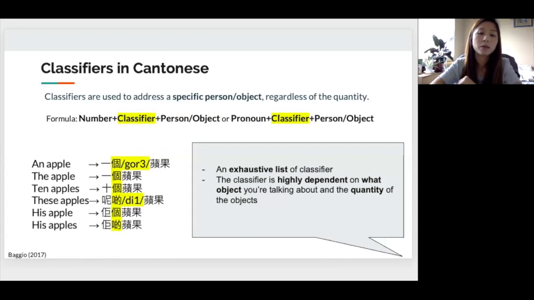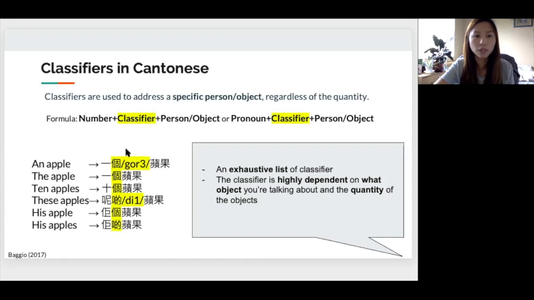Now I'm going to talk about classifiers. From my perspective, classifiers are very complex in Cantonese, and it's like an advanced version of English articles and plural markers combined. Classifiers are used to address a specific person or object, regardless of the quantity. The formula for using the classifiers is number plus classifier plus the person or object you're describing, or pronoun plus classifier plus person or object you're describing. Let's jump into the examples. I used apples as examples in here.